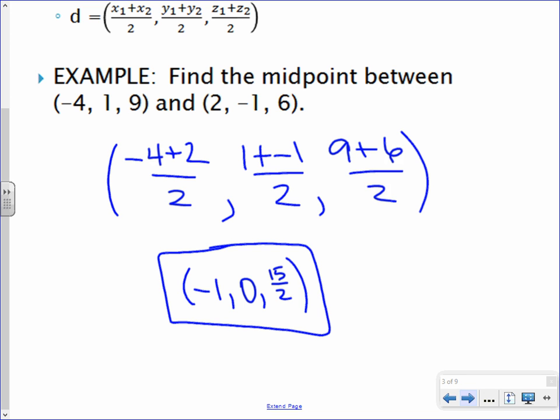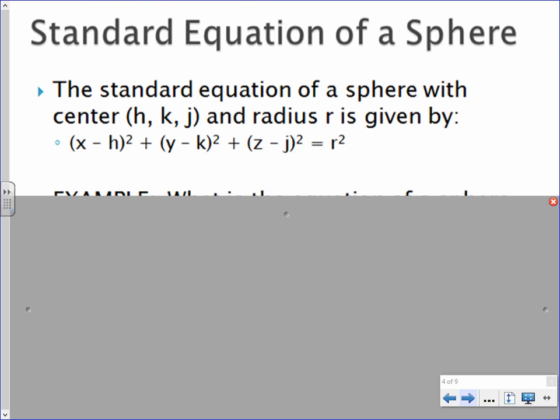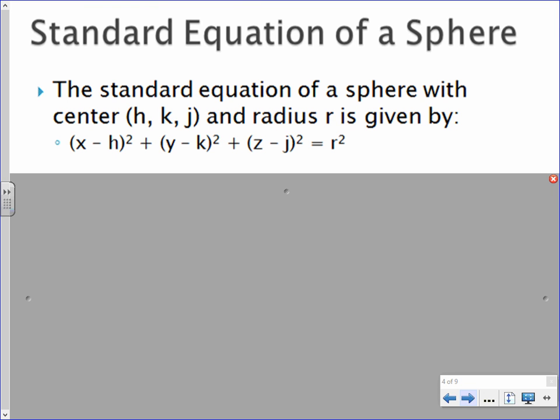Okay? Any suspicions on what the equation of a sphere will look like? Oh, but with some z's that have been squared. That is exactly right. Everything is still going to be squared, even the radius. All we're doing is literally adding z minus j squared.